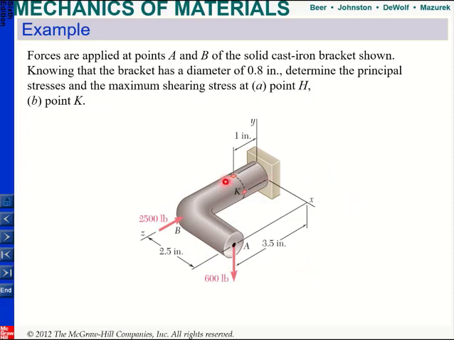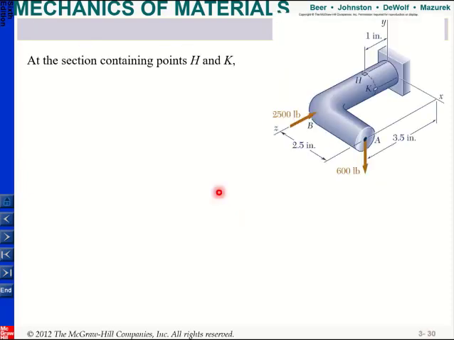Alright, we will do the same thing. We will cut at the cross section that contains H and K, and then move these two forces to the centroid along with their effects. When I do that, I need to find my three forces and my three moments. Now my normal is the Z direction, which means the forces in the X and Y directions will be my shear forces, and the force in the Z direction will be my normal force. The moment along Z will be my torsion.